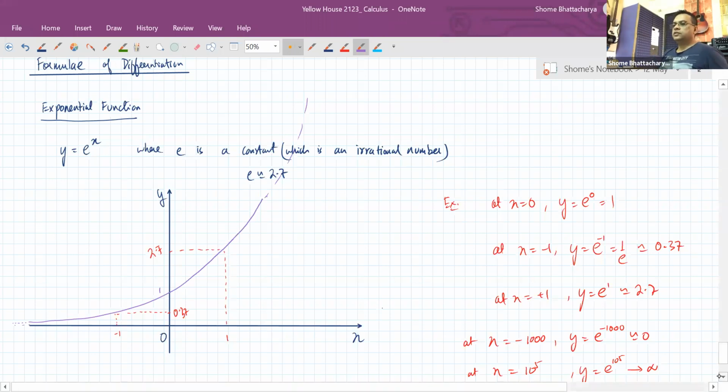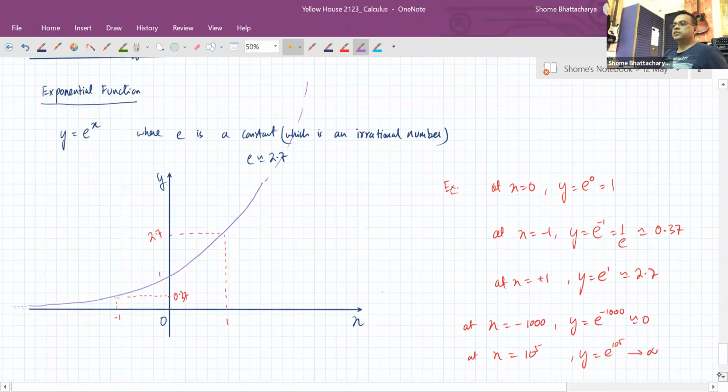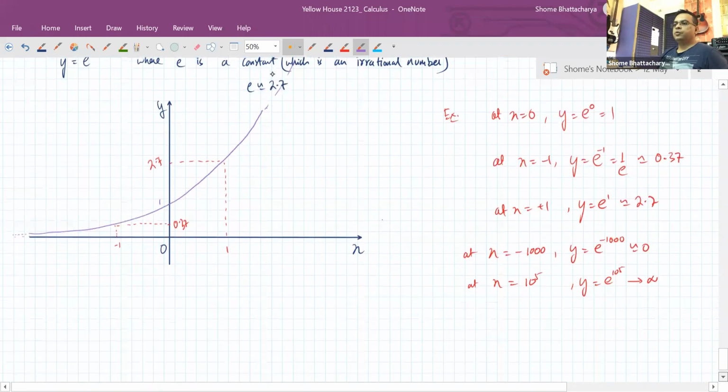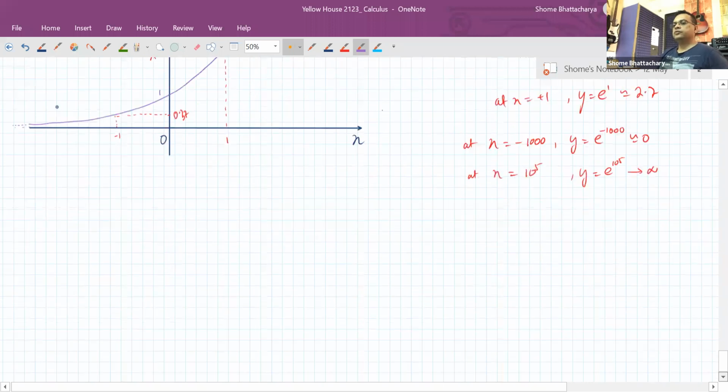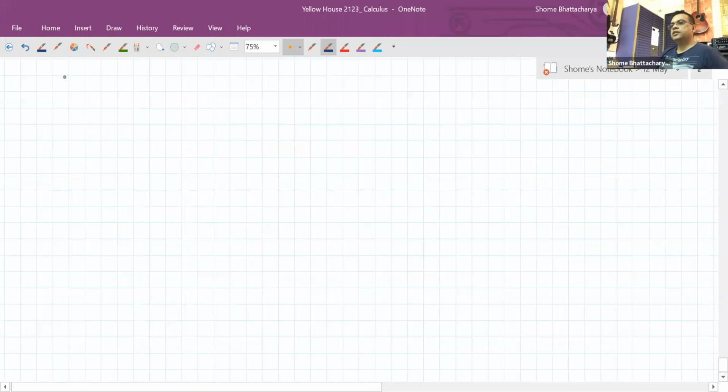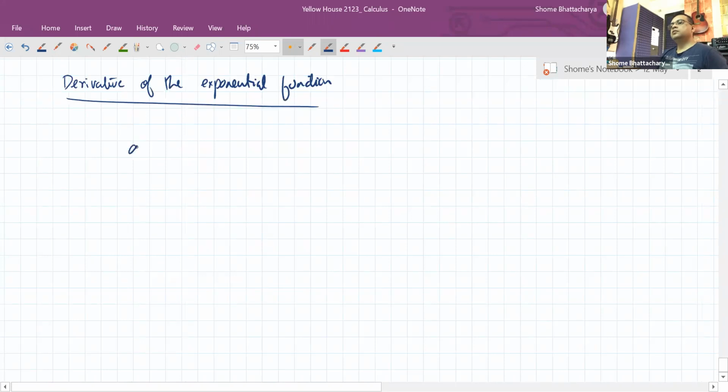Okay, so let's look at the very interesting property that the exponential function has. And that property makes it important and interesting for us. And that comes from the idea about the derivative of the exponential function. So it turns out that the derivative of the exponential function is the function itself. Okay, so this is the unique property it has.